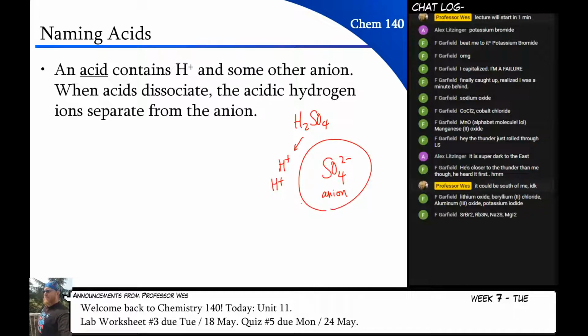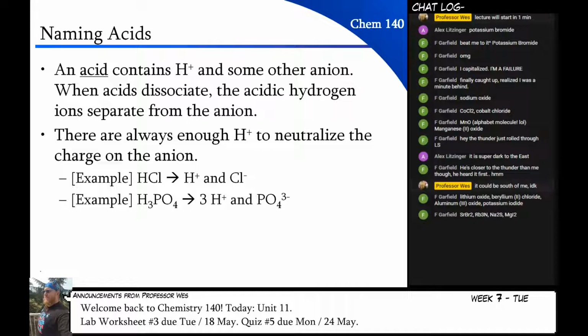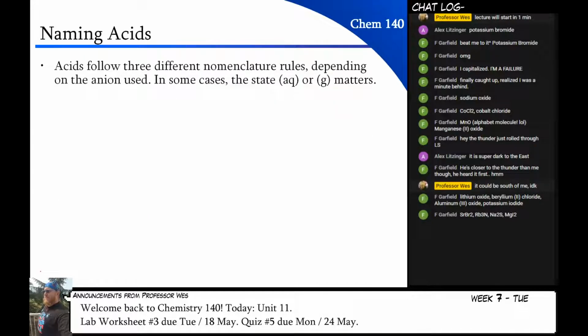The anion is going to govern how we name this. And so if this is named sulfate off of your table of polyatomic ions, the ending of the ion dictates what you are going to do to name it. There are 3 possible endings that we can end up with. This is just showing how these split up. And we'll go over those in a second.